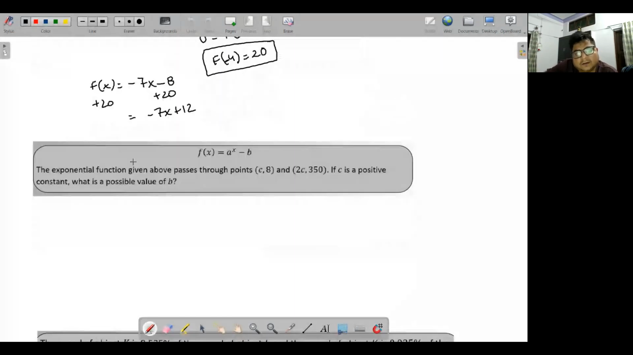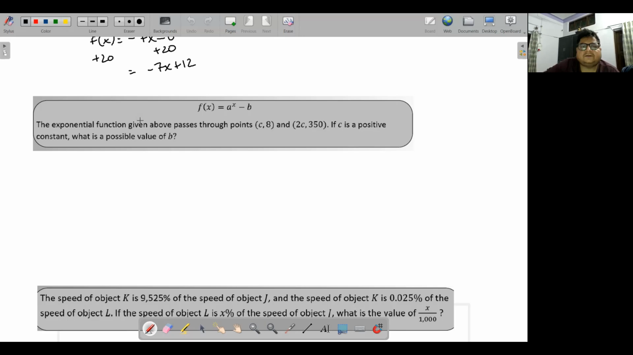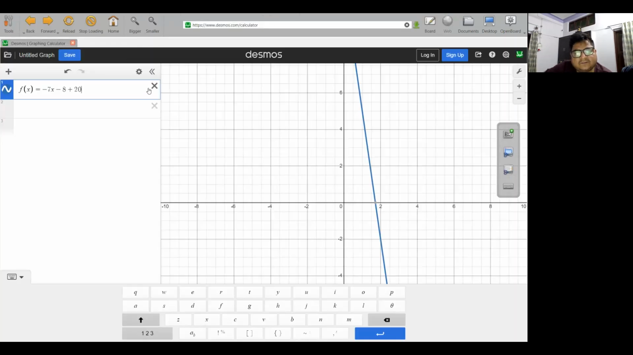Okay. Now moving to the next one, f of x is equal to a raised to power x minus b. The exponential function given above passes through the points (c, 8) and (2c, 350). If c is a positive constant, what is the possible value of b? Again, first of all, the function is already given, so on Desmos we will write the function, f of x equals a raised to power x minus b.